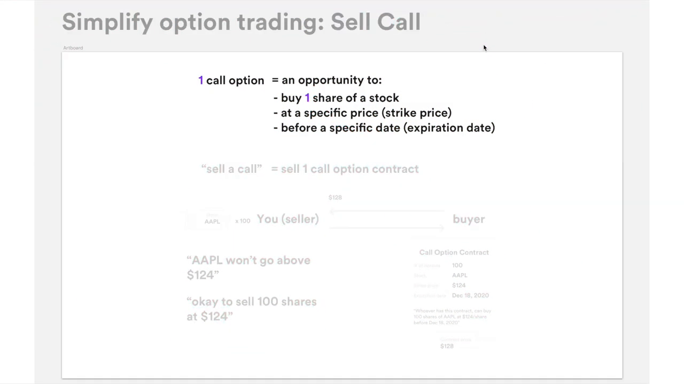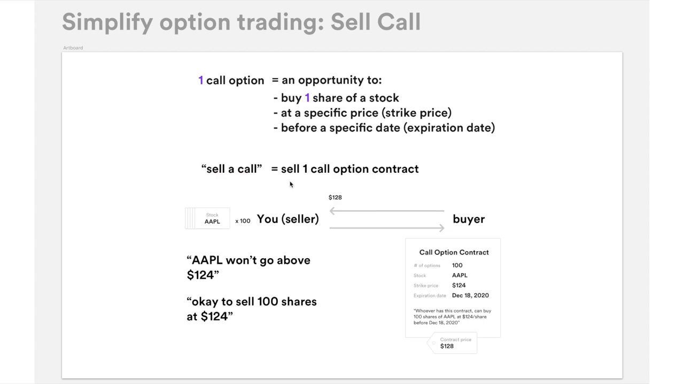So let's dive right in. So this is what sell call essentially is, all right? One call option is an opportunity to buy a share of a specific stock at a specific price before a specific date. And if you remember from the buy call video, this actually has the same definition, because for a call option, it doesn't matter if you're buying it or selling it, it's the same call option. So the definition of a call option is the same.